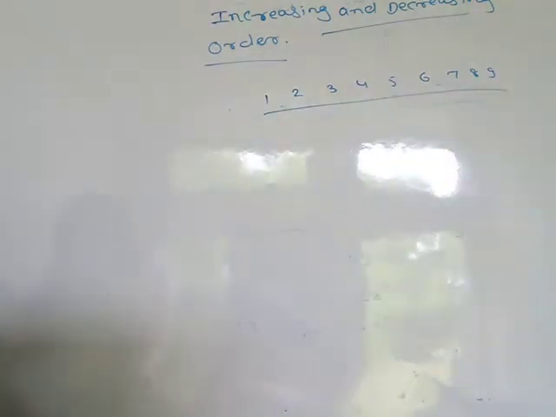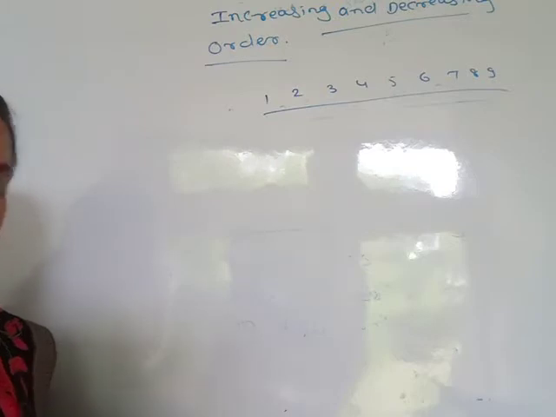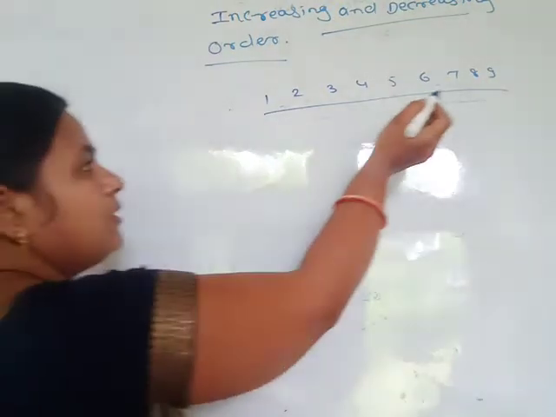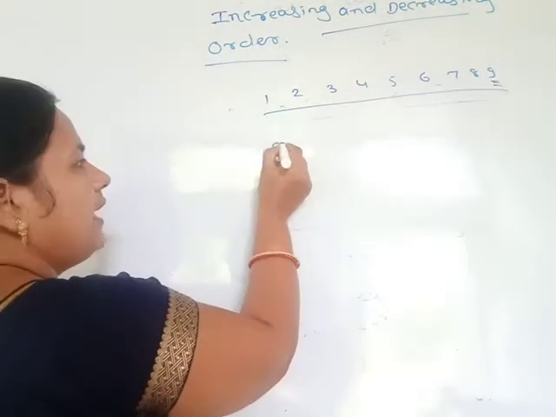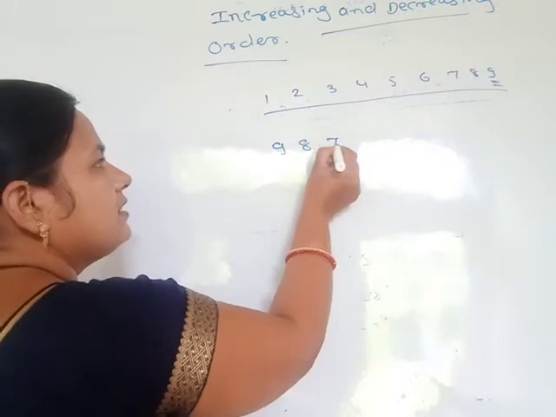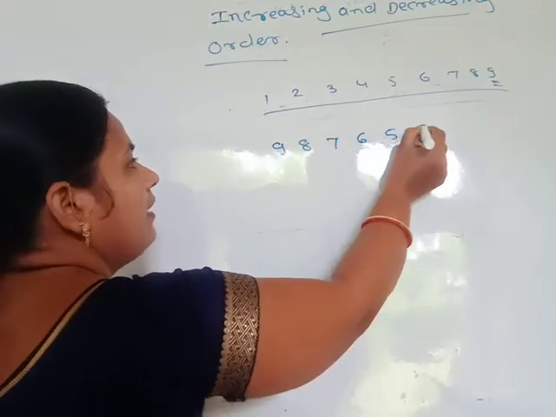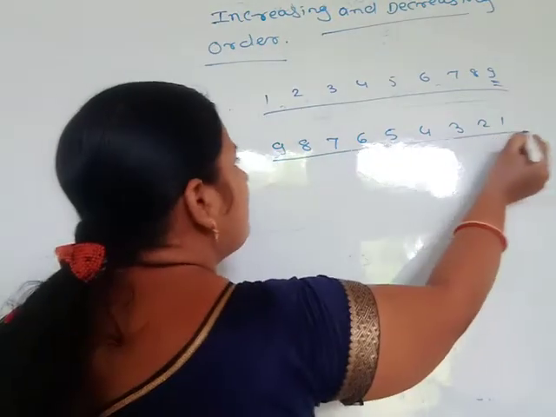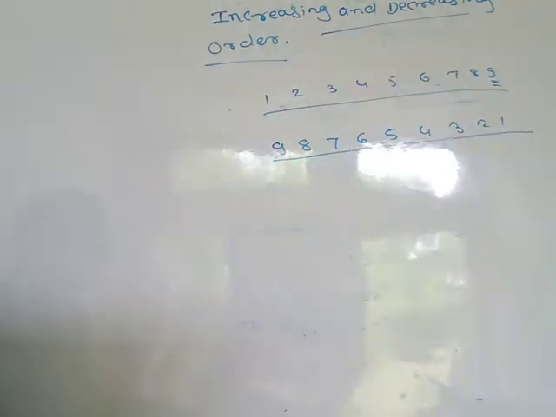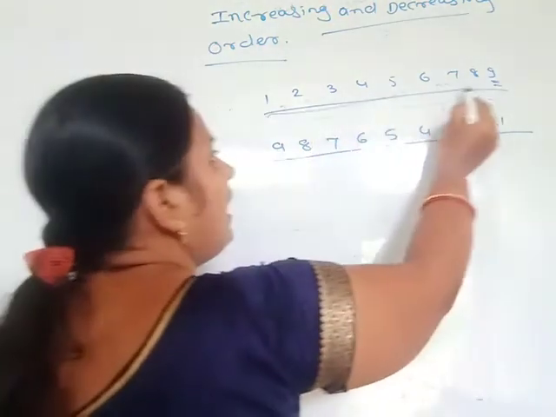Then decreasing order means these numbers are written from the biggest to the smallest. First you write the biggest number, 9. Then afterwards 8, 7, 6, 5, 4, 3, 2, 1. Here all these numbers are decreasing and here all these numbers are increasing.